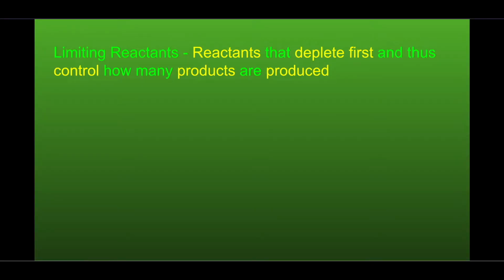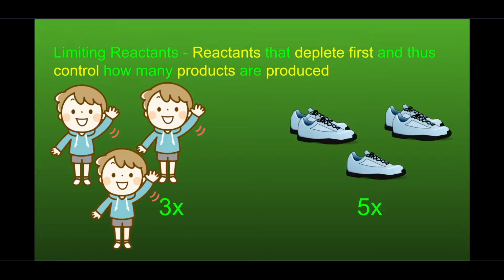Lastly, it is vital to understand what limiting reactants are for this activity. Limiting reactants are reactants that are used up first in a chemical reaction, thus stopping the reaction from going any further. For example, let's say we have 3 kids and 5 shoes to produce, 1 kid for every 2 shoes. In this example, or in this equation, the shoes will run out first, leaving the 3rd kid with only 1 shoe, meaning the shoes are the limiting reactant as they are controlling the reaction.